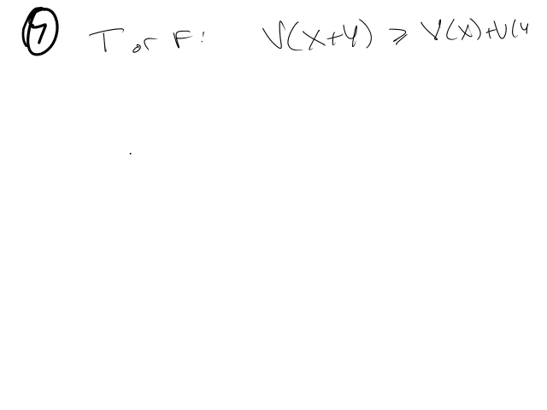Okay, last question of the exam. It's a true or false question, and it's asking: if you have two random variables, is the variance of the sum always bigger than the sum of the variances? And the answer is it's actually false. I presented this in class yesterday.